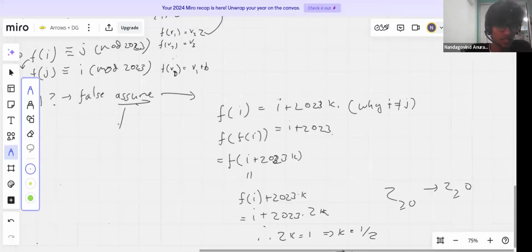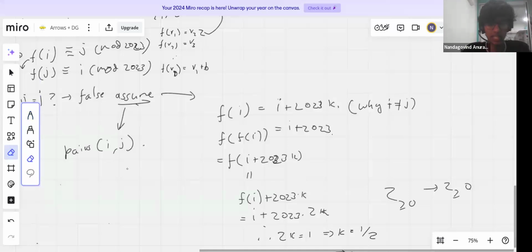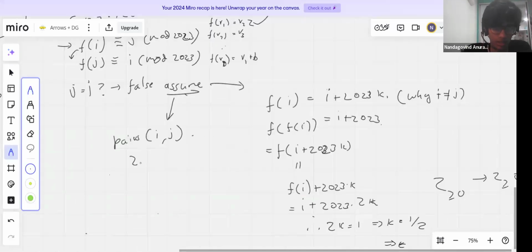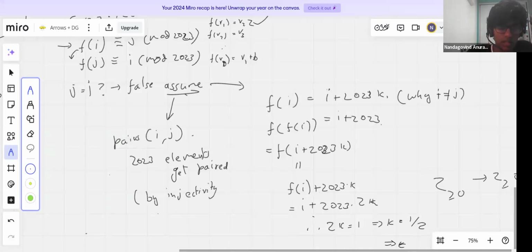And this finishes the problem because now I have a pairing of i and j. So these are pairs i and j, so 2023 elements get paired. Actually, you're using injectivity here. By injectivity, you have that i is in only one pair.